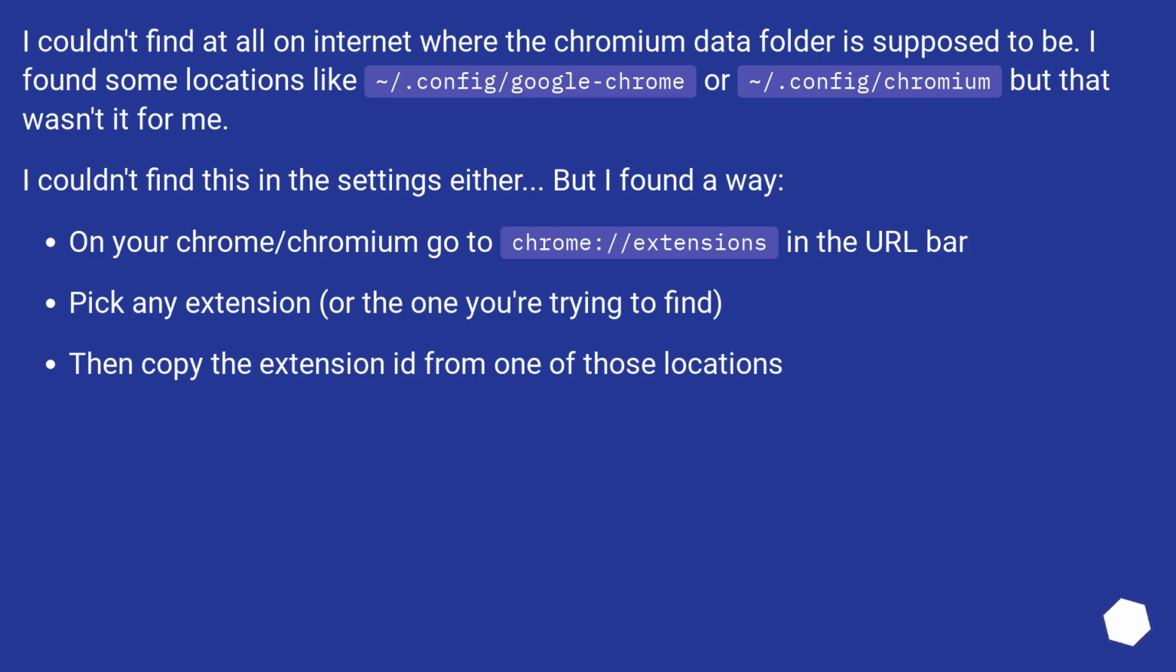On your Chrome or Chromium, go to chrome://extensions in the URL bar. Pick any extension, or the one you're trying to find. Then copy the extension ID from one of those locations.